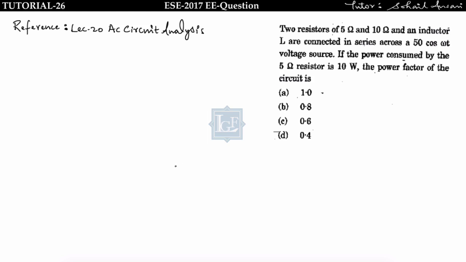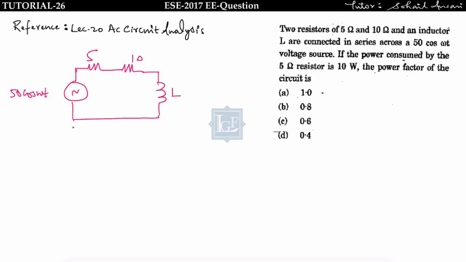Now see this question. Two resistors of 5 ohm and 10 ohm and an inductor L are connected in series across a 50 cos omega t voltage source. What is it saying? Two resistors of 5 ohm and 10 ohm are connected in series with an inductor of value L, and this is also connected with a voltage source given as 50 cos omega t. If the power consumed by the 5 ohm resistor is 10 watt, what is given? This 5 ohm resistor is consuming power of 10 watt.